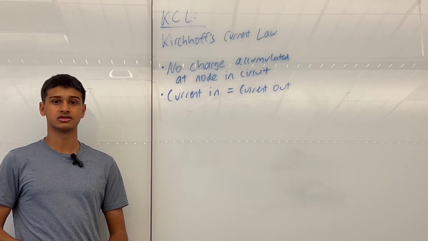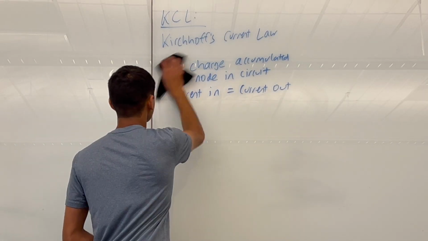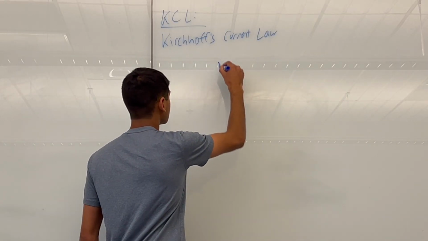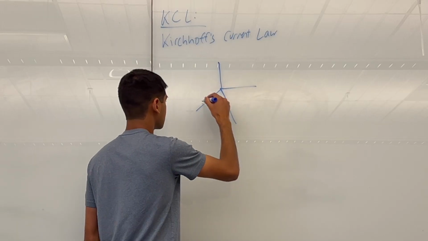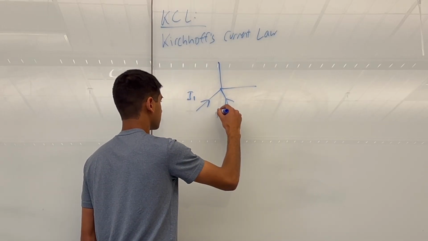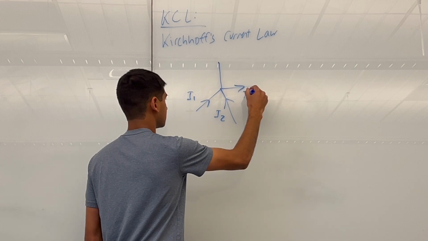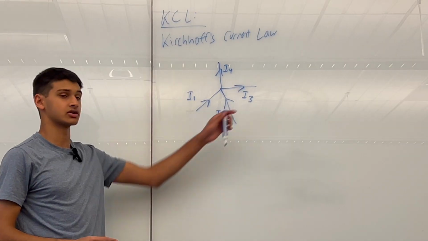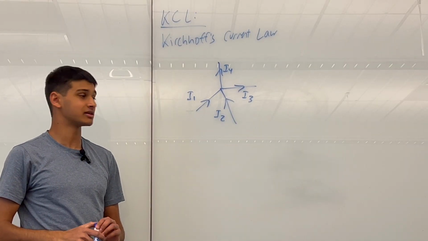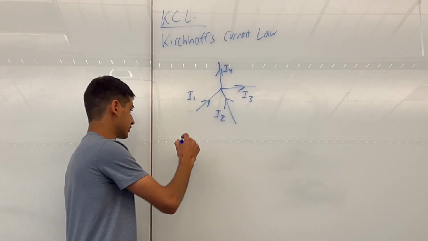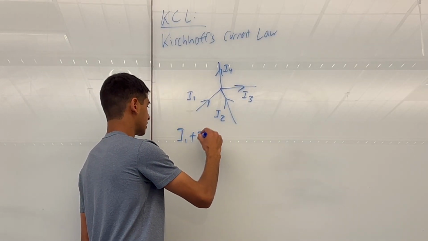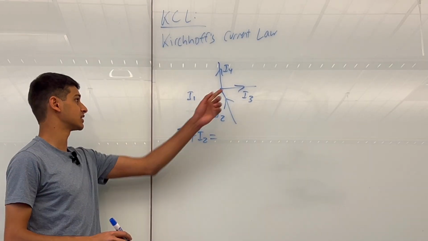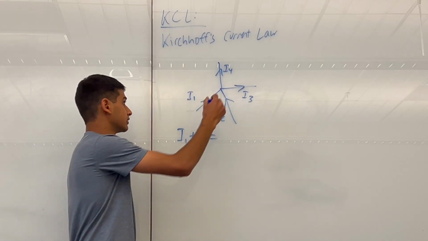This is best illustrated with a simple example. Let's say that I1 and I2 are entering the node, I3 and I4 are leaving the node. All four of these are currents. So if we just write that out mathematically, we start off with the currents that are entering the node. So I1 plus I2, and that has to equal the current that's leaving the node, because as I said, there's no charge that's accumulated at that node.